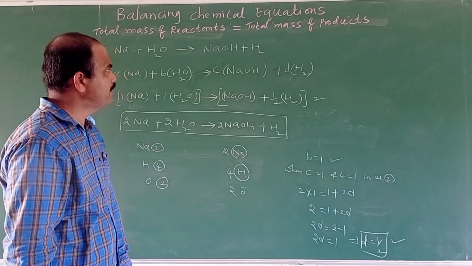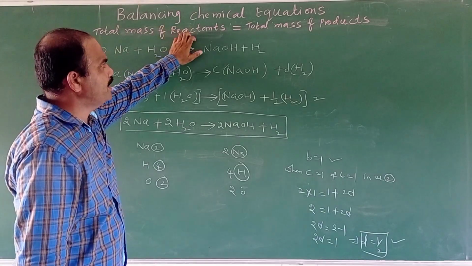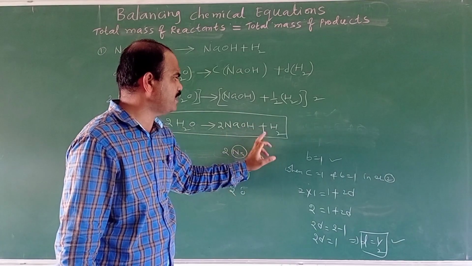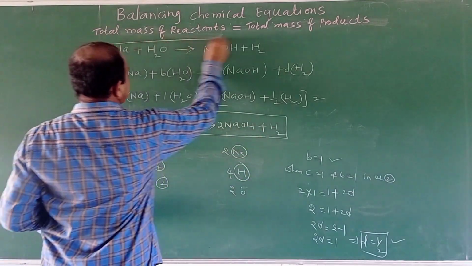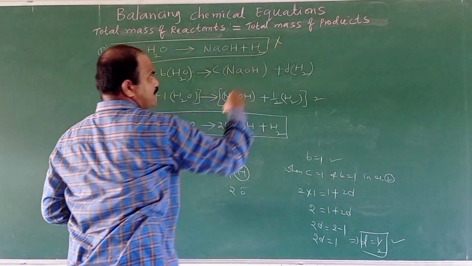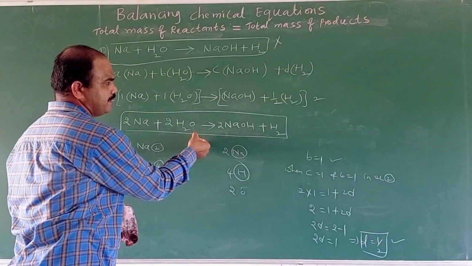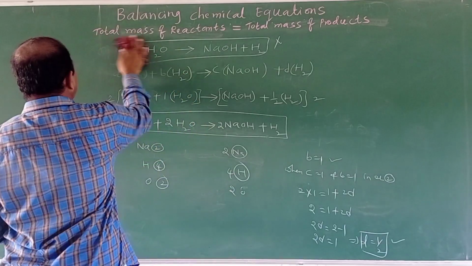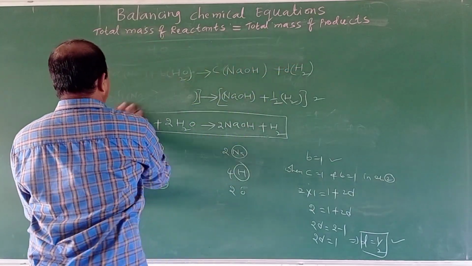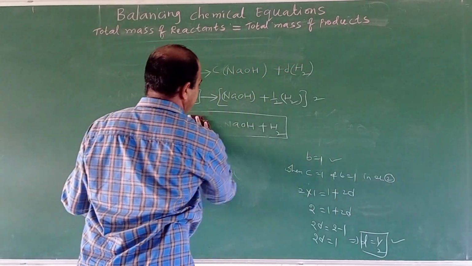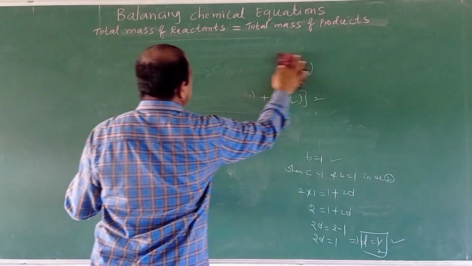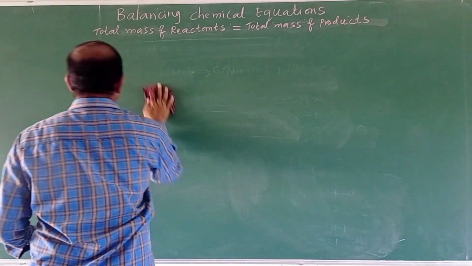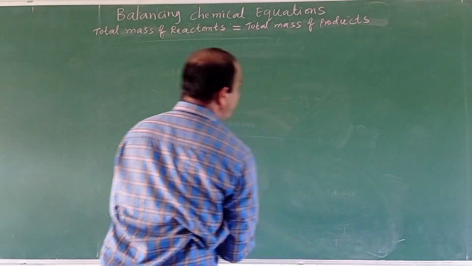That is nothing but, the total mass of the reactants is equal to the total mass of the products. And this equation obeys the law of conservation of mass. But the previous equation does not obey the law of conservation of mass. That's why that is not the balanced equation, and this is the balanced equation. Next, I am moving to the next example.